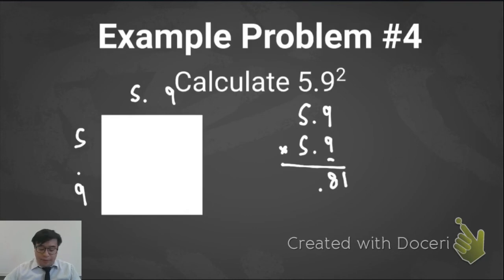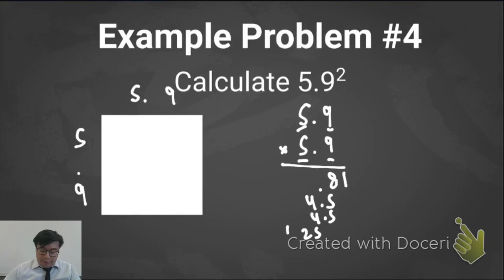Okay. Now I'm going to do 9 times 5. And so 9 times 5 is going to be 45. And since this is a decimal, it's going to be 4.5. Over here, I'm going to do 5 times 9. And so 5 times 9 is also going to be 45. But with this decimal, it's going to be 4.5. And then finally, 5 times 5, that's going to be 25.